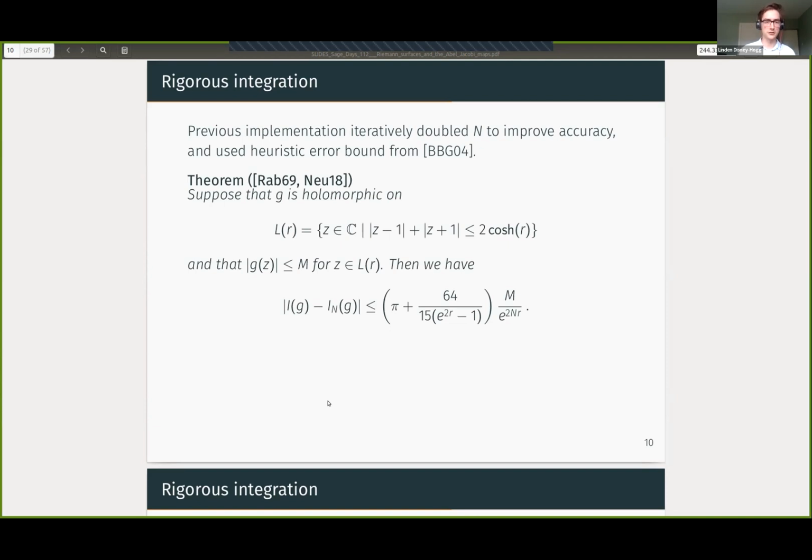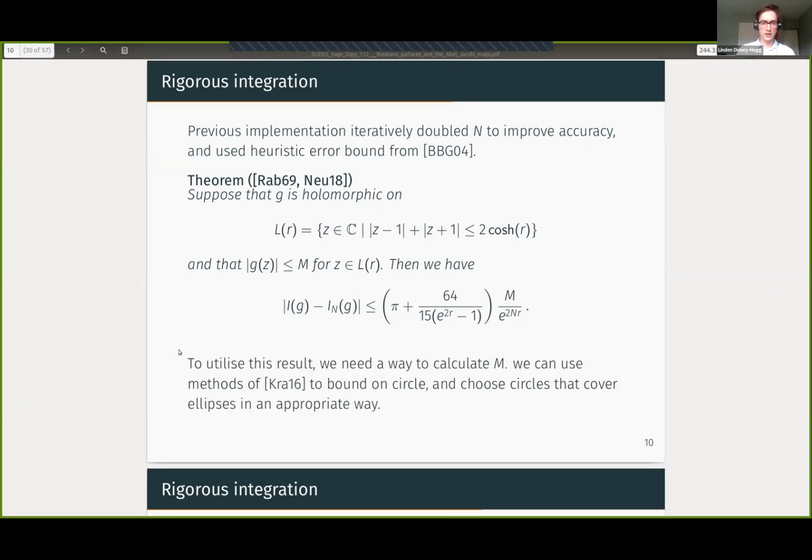What we're going to do is use this theorem, which says that if we have this g, the integrand of this Gauss-Legendre, holomorphic on some ellipse, and we've got a bound for its modulus on this ellipse, then the error between the integral and this numerical approximation has this closed form. You can get tighter bounds, but what's important to see here is you can actually invert that error bound to get a particular n. Move that e to the 2nr to the other side, divide down, and you can get a particular n to achieve any given error that you want.